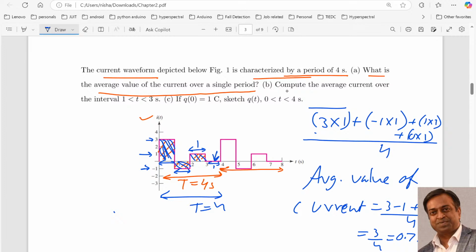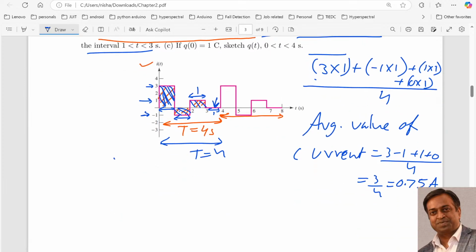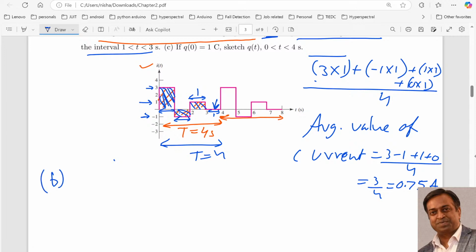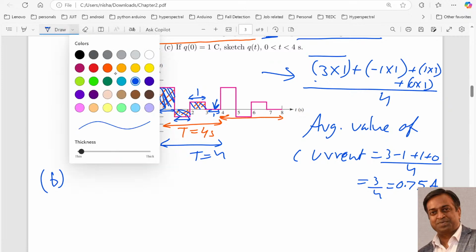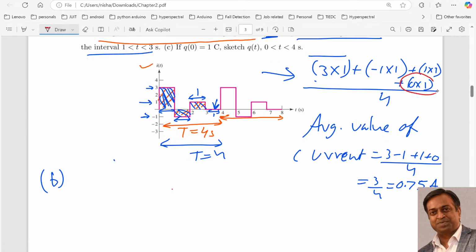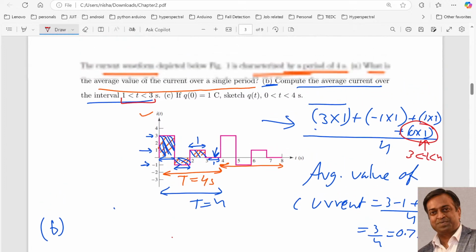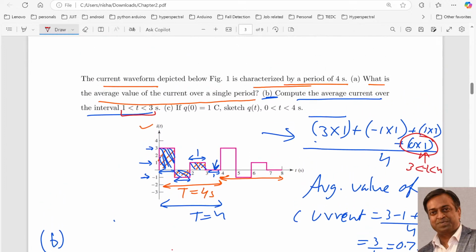Now the second part says compute the average current over the interval 1 to 3. So in the second part again we will follow the same thing, but we are not going to include this part, because it is from 3 to 4. Since we need to calculate the average only from 1 to 3, we are going to calculate the average value only for this part.